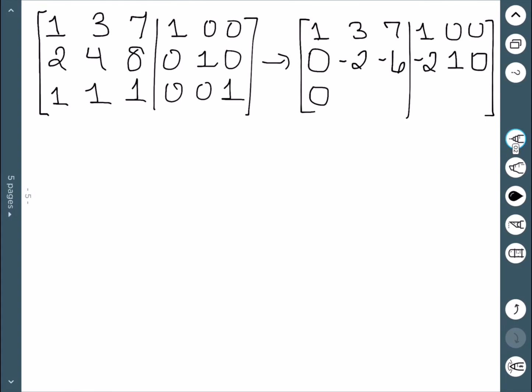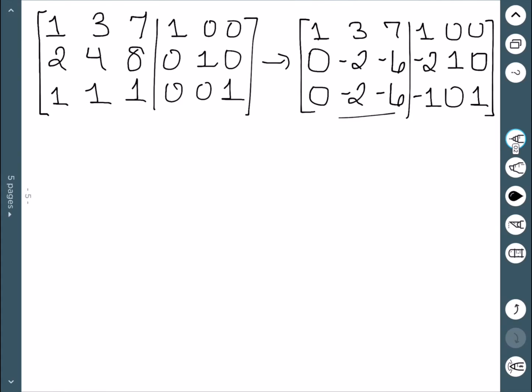To get the third one, I can just add row 1 to row 3. That would be -1 plus 1 is 0. -3 plus 1 is -2. -7 plus 1 is -6. And then I have -1, 0, and 1.